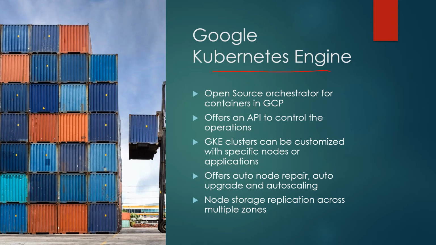The next compute service that we are going to discuss is the Google Kubernetes Engine. The Kubernetes Engine on GCP is an open source orchestrator for Docker containers. GCP utilizes this Kubernetes service as GKE in the GCP console. It offers an API to control the operations. Basically, there is a set of open source APIs that the user can utilize to control the operations they want to perform on the container services.